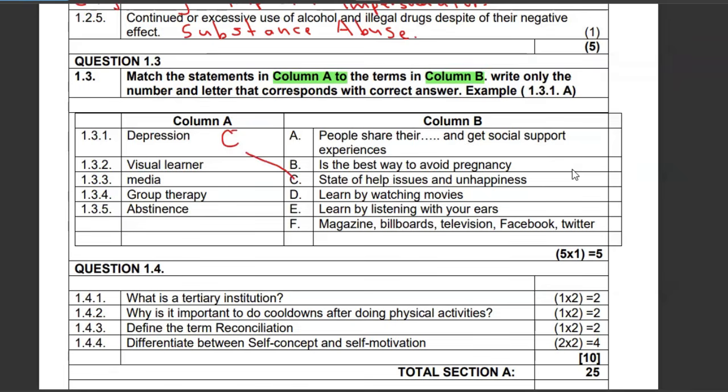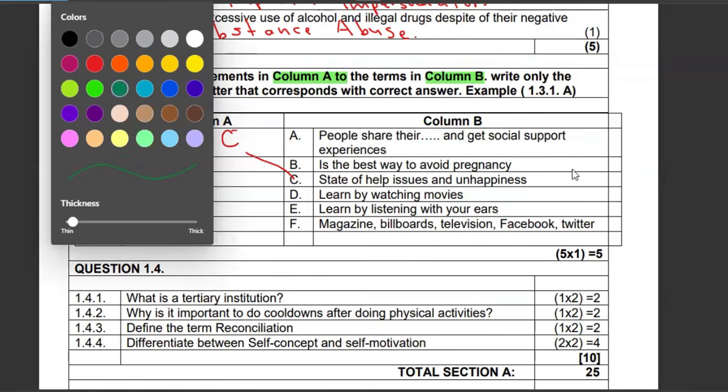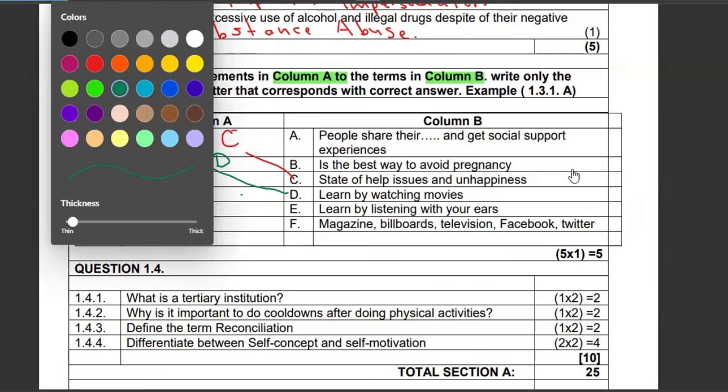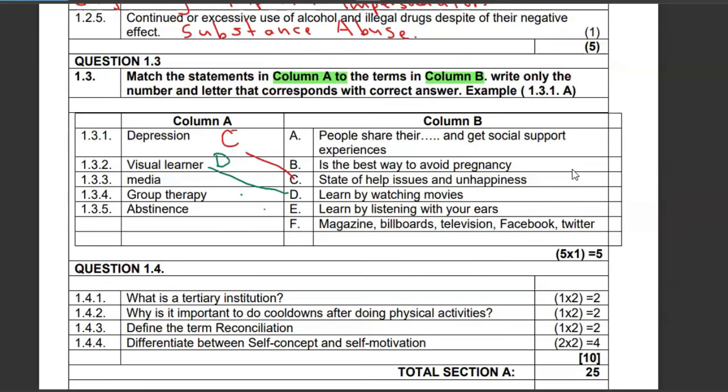All right, so moving on to the next one, a visual learner. A visual learner is a learner who learns more through seeing things. So the correct term for the visual learner would be D. Why are we saying D? Because a visual learner is able to learn by watching movies. So D would be the correct term there. Then the next question, media. Media refers to magazines, billboards, television, Facebook, and Twitter. These are examples of media. So media will be the letter F. The letter F is the suitable definition for media.